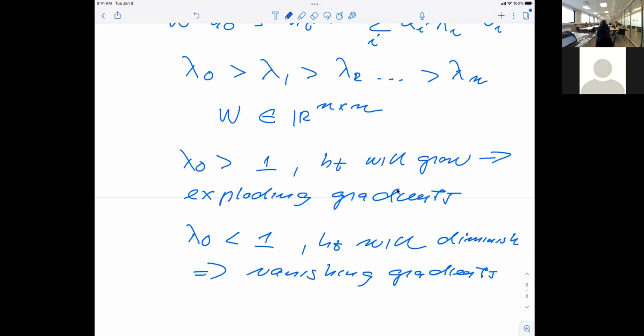Yeah. Does this generalize to imaginary eigenvalues?